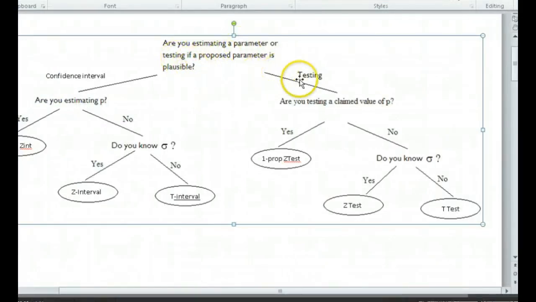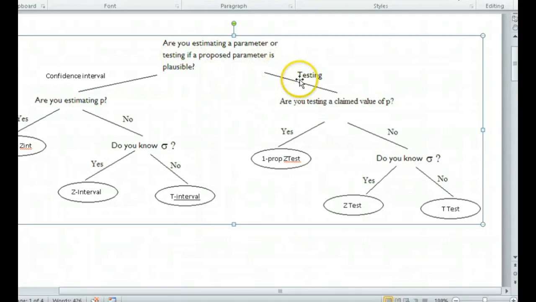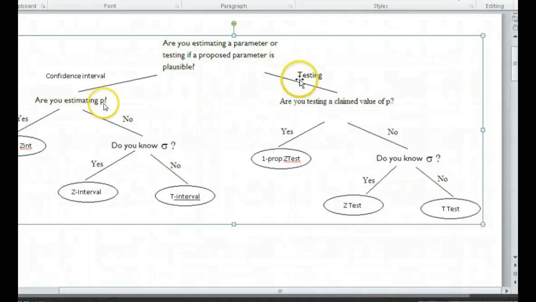So let me pause it on here for you to see. You can pause it and write this down here. It kind of cuts off the left side here, but it says, are you estimating P, a population proportion? And this one says, if yes, then you're using a one prop z interval instead of one prop z test. It says one prop z interval. So it looks basically the same as this over here, except it says one prop z interval.